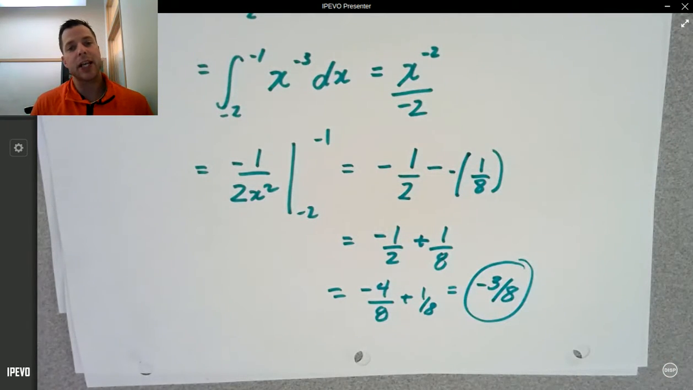So that's how you find definite integrals for a few different examples. We'll talk more about this in class.